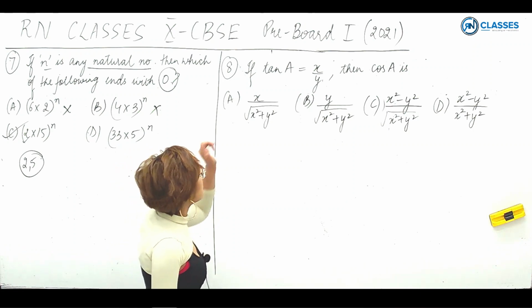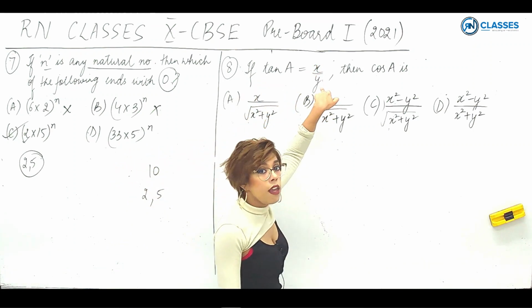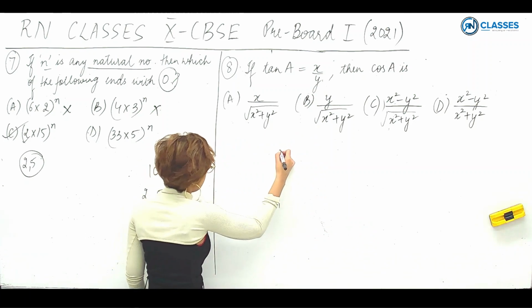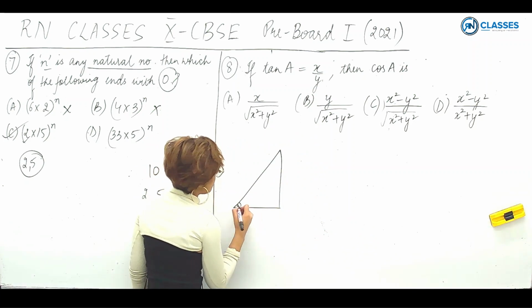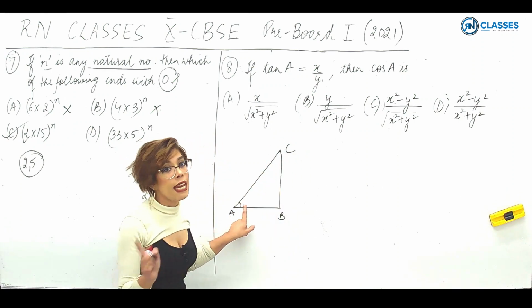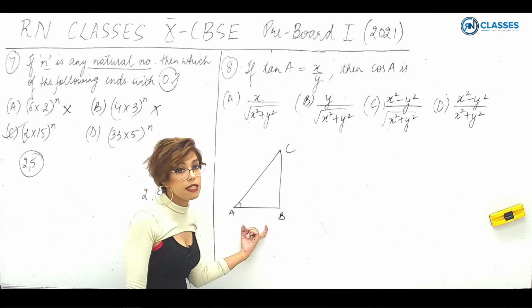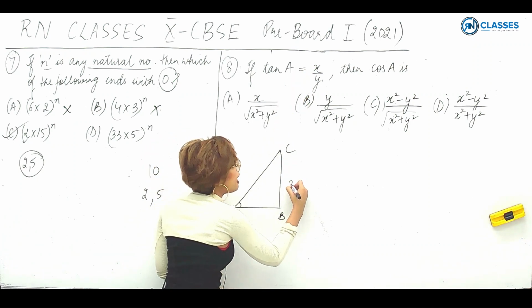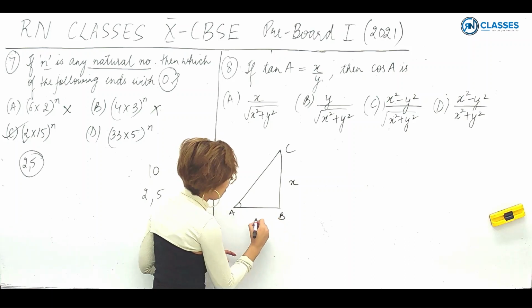8. He says if tan A is x by y, then cos A is, right? So there is a triangle, obviously a right triangle. Suppose this is angle A, right? Now he says tan A. Now tan A is perpendicular over base. This by this is x by y. So let me consider this length to be x and let me consider this length to be y.